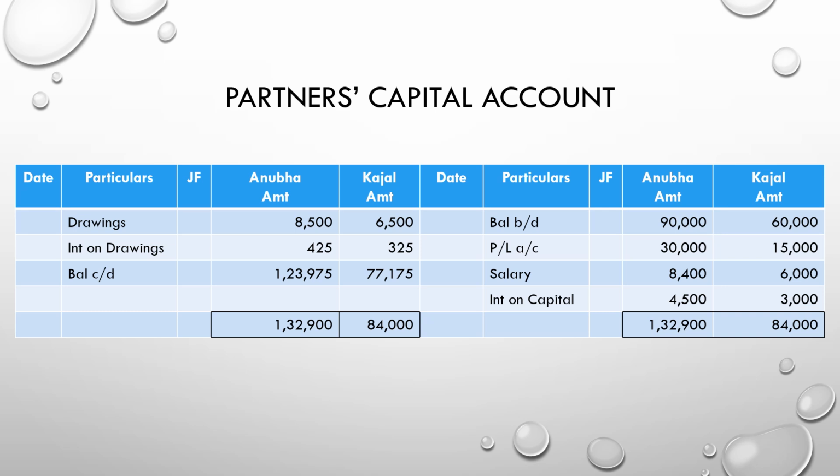I will again remind you, we write drawings on the expense side, and interest on drawings also on the expense side, because according to the partners they have to pay this money to the firm. When they have to pay to the firm, it is an expense for them. So that is why expenses are always written on the debit side. So logically, please understand, don't just learn that drawings will come on the debit side and interest on capital on the credit side. The logic is that whatever they have to pay, whatever are expenses for them, will be written on the debit side. So drawings are 8,500 and 6,500 for Anuba and Kajal.